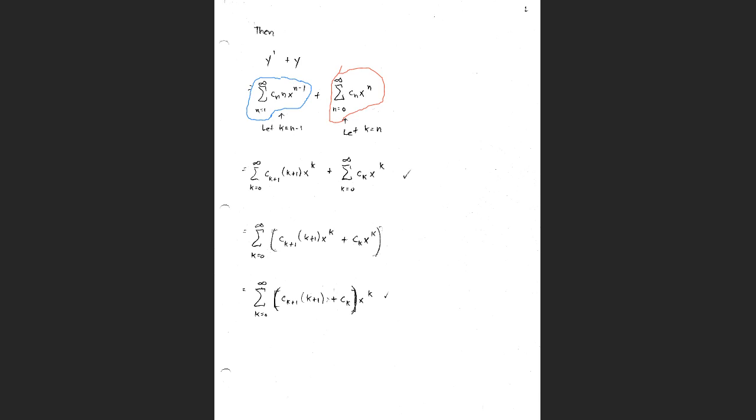But then keep in mind, we want to have the same power in each series. The first power is n minus 1, the second power is n. So that means for the first series, I'm going to let k equal n minus 1, and for the second series, I'm going to let k equal n.